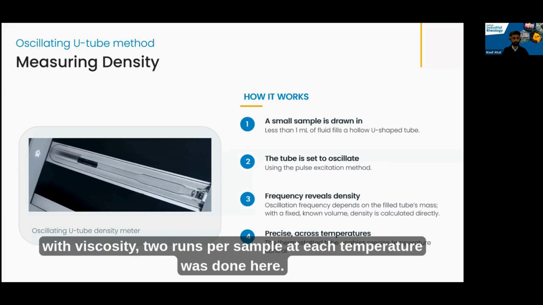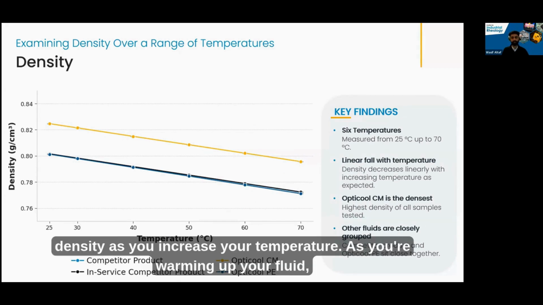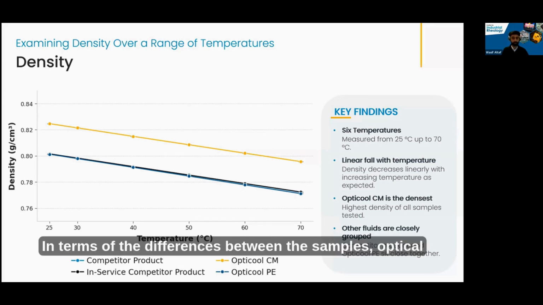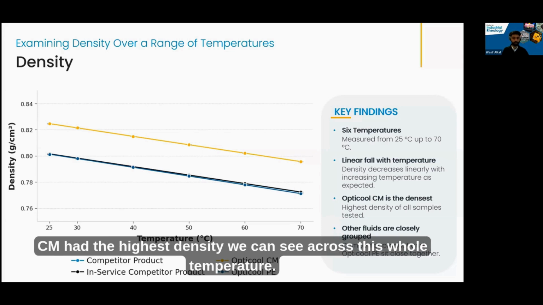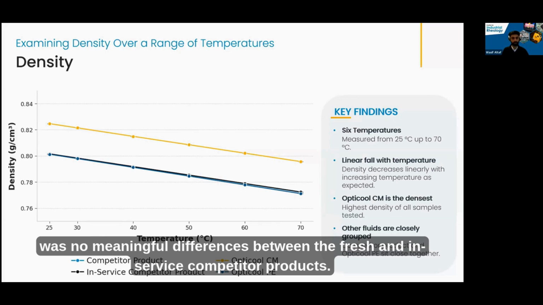And again, as with viscosity, 2 runs per sample at each temperature were done here. Looking at the results, the pattern is as expected. You get a steady linear decrease in density as you increase your temperature. As you warm up your fluid, it expands and the same mass now occupies a slightly larger volume, so the density drops. In terms of the differences between the samples, optical CM had the highest density across this whole temperature range, and the other samples sat below it. And again, as with the viscosity data, there were no meaningful differences between the fresh and in-service competitor products.